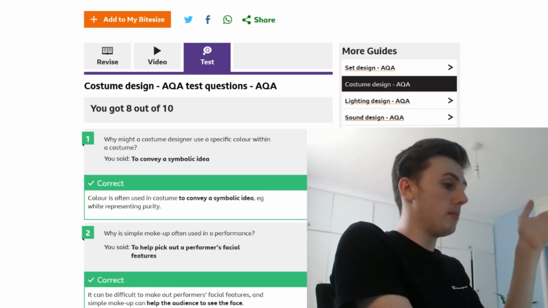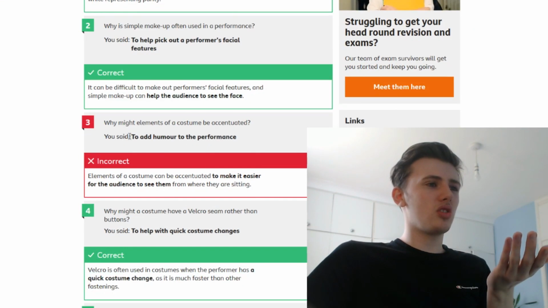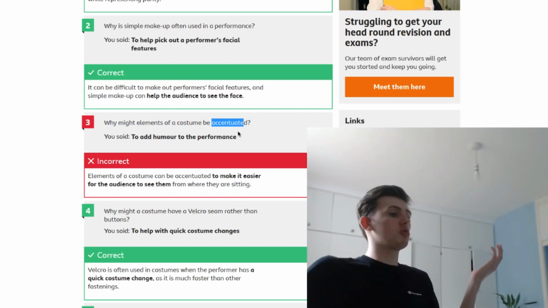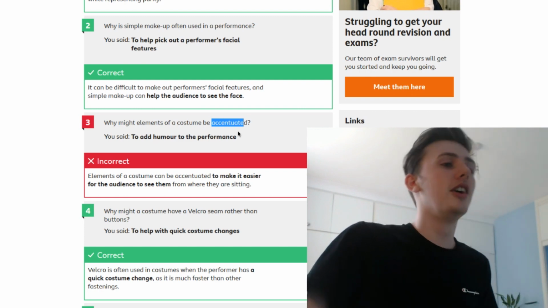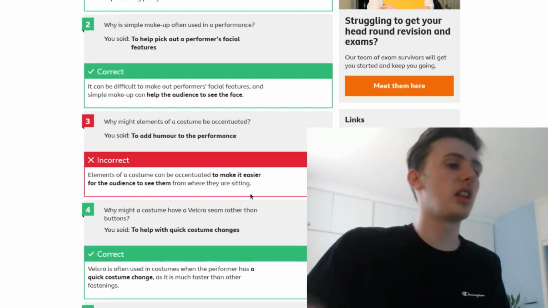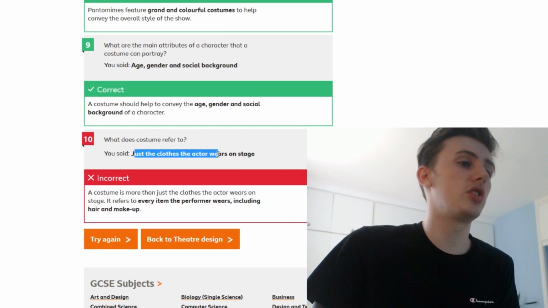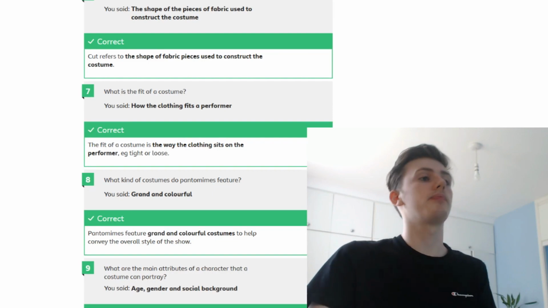So before anyone calls me dumb, I got 8 out of 10 on costume design. Wait, those questions were about costume design? Apparently, costumes are attenuated. Who the hell knows what that means? I know I'm going to get some comments saying, oh wow, Cameron, you don't know what attenuated means, you're a loser and you're very dumb. I know some people are going to be like that, but shut up, you're lying. There's no way you know what that word means. You're clearly just trying to take the moral high ground here. No one knows that word, okay? Shut up. And the other question was this: a costume does not just refer to clothes. It refers to every item the performer wears, including hair and makeup.